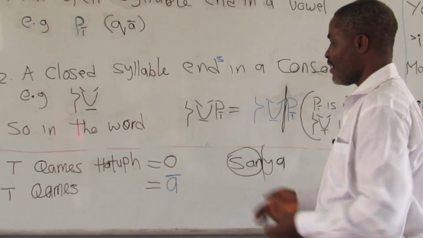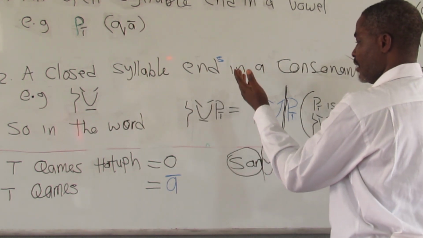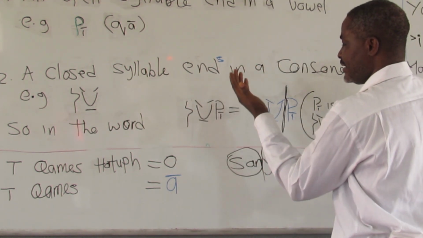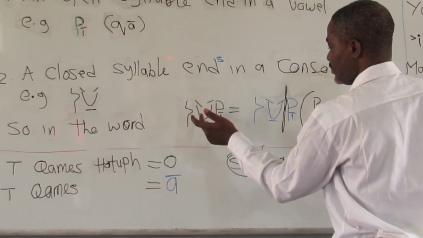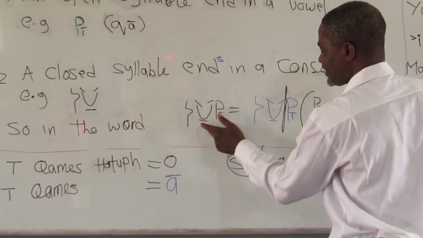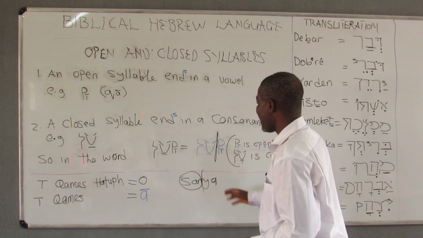So let's spell this out. You have kata, so when you have kata, you have kal. Then you have pata, you have tet. You have kames, you have tet. You have pata. Then you have lamed. You understand? You have lamed. So that makes this to be closed.